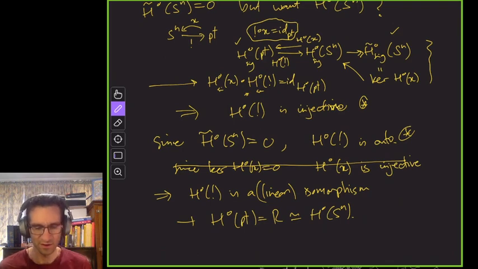Because if H0 of a point was Z and H0 of Sn was Z mod n, then its cokernel can still be zero. So it's not automatic.